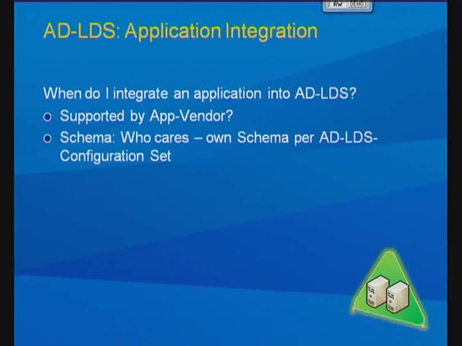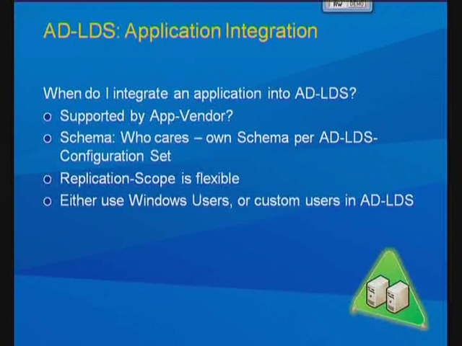The schema, like I just said, who cares? We get our own schema per ADLDS configuration set. So yeah, we can configure multiple schemas on one machine, and we can select that this one configuration set is replicating with those DCs or with those other ADAM servers here, and we have a different configuration set which is replicating with other servers. So we are highly flexible in our replication scope and in the schema.